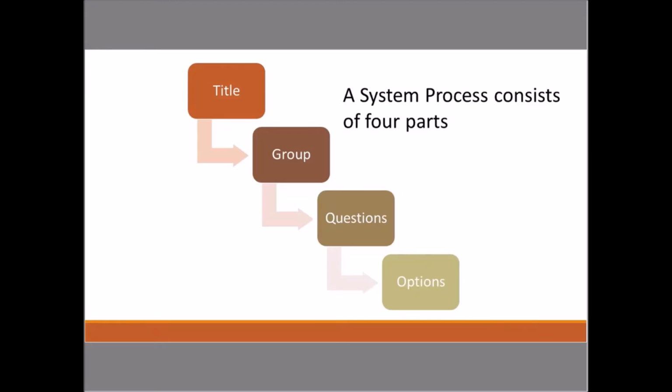A system process consists of 4 main parts. You add a title, and under that title, you're going to set up your groups, so you can group your questions and organize it on the screen. You can have 1 or as many groups as you need.